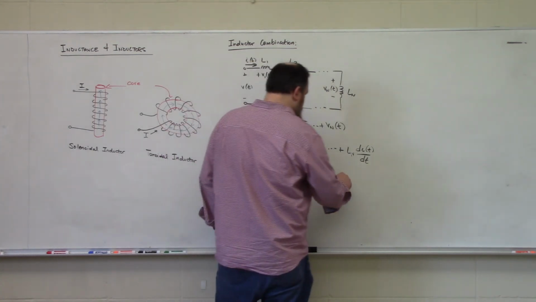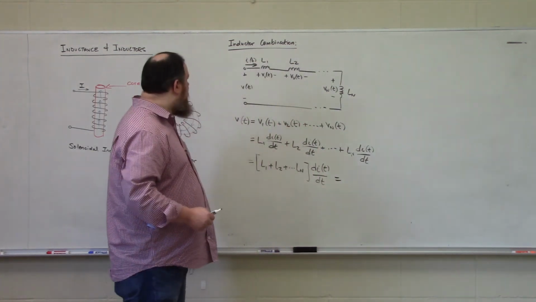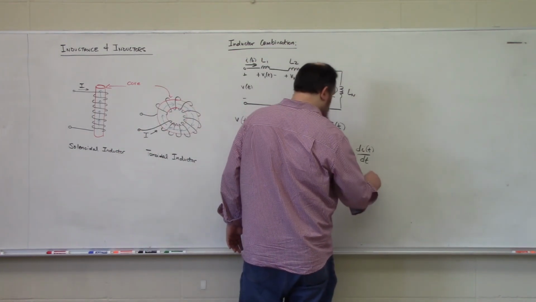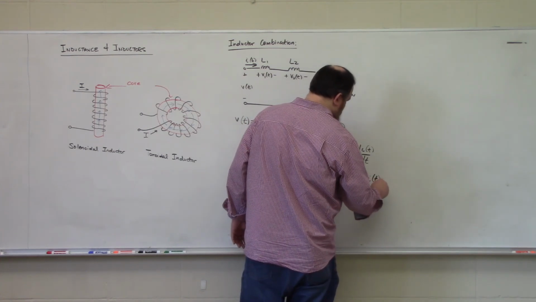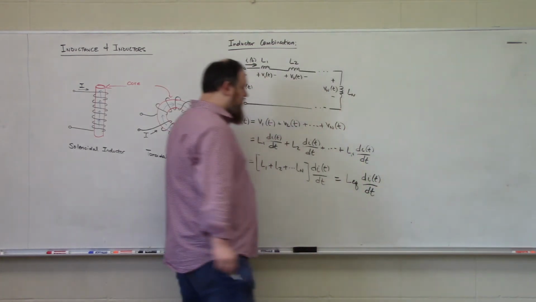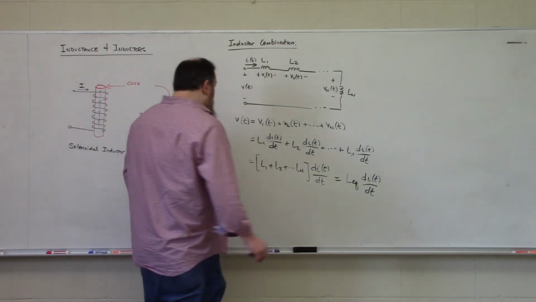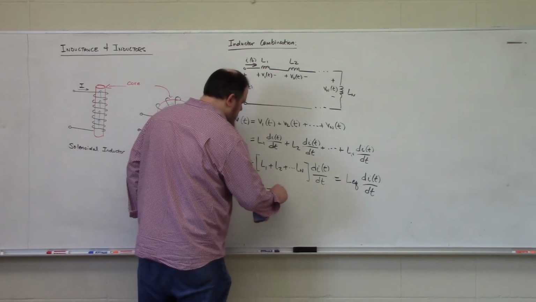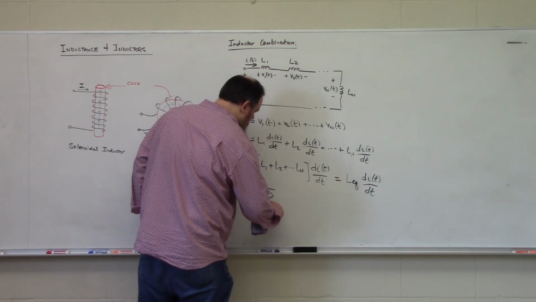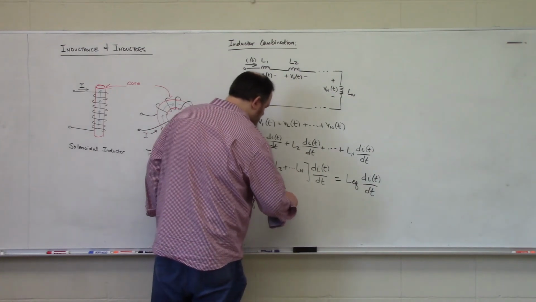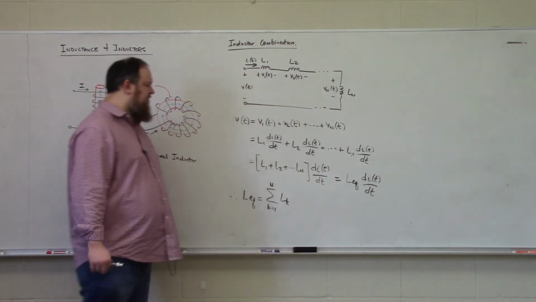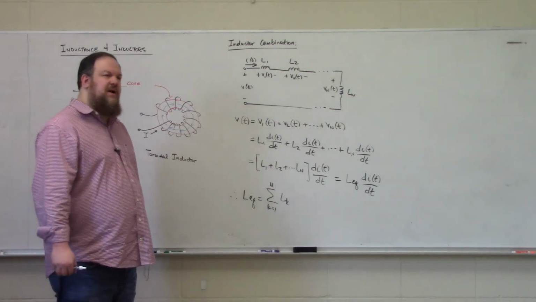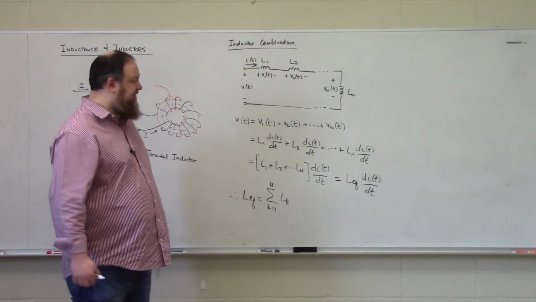Di by dt, which from the perspective of the voltage means that we have some equivalent inductance, LEQ times the derivative of the current, where LEQ is simply the sum from k is equal to 1 to n of all of the inductors connected in series. So we can see that inductors in series combine like resistors in series.